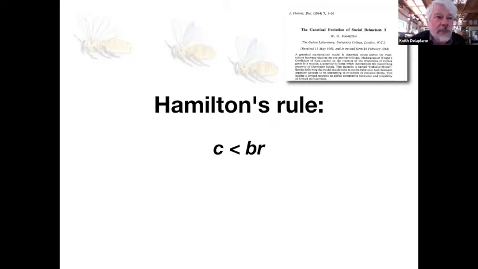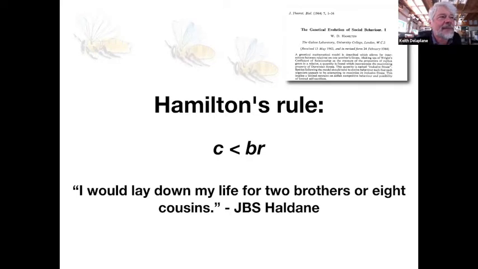Altruism will evolve in a population if the cost to the altruist is less than the benefit to the recipient multiplied by their shared relatedness. Now, John Haldane, who is a contemporary of Hamilton, put it this way, which I think makes it a lot easier: I would lay down my life for 2 brothers or 8 cousins. Now, he said this as a joke, but the math is right.